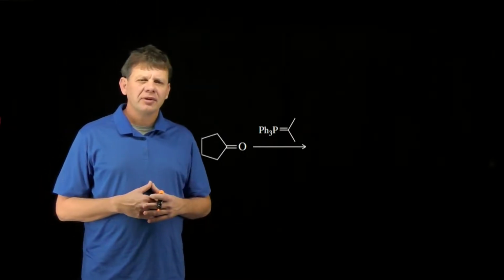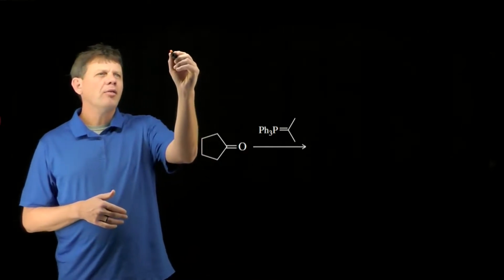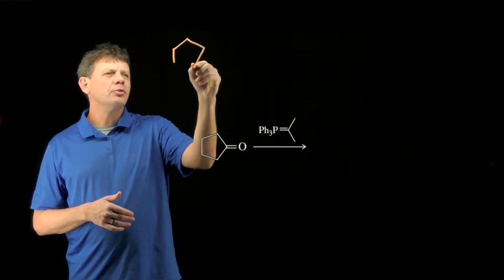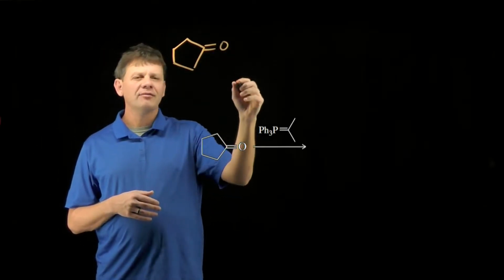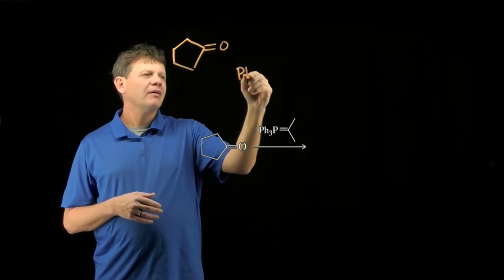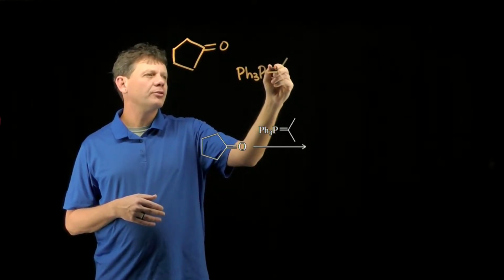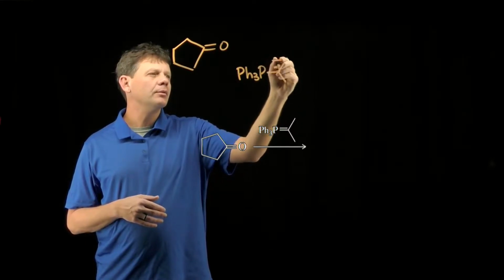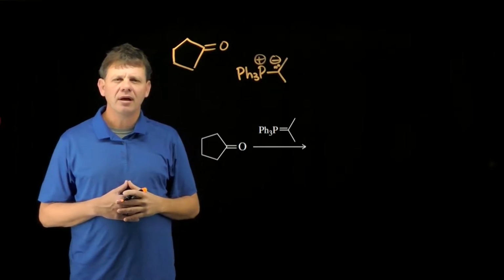This assessment asks us to predict the product of the Wittig reaction on screen. Recall that the Wittig is the reaction between a carbonyl, aldehyde or ketone, and a phosphonium ylide. That phosphonium ylide is named as such because one of the resonance structures that we can draw of the ylide will have a negative charge on carbon and a positive charge on phosphorus.